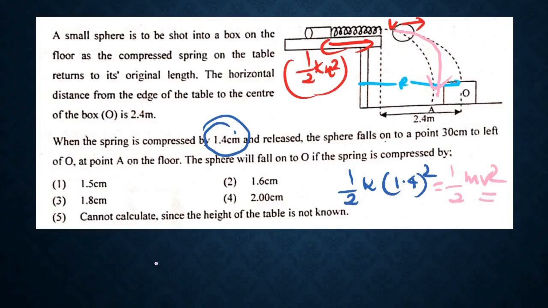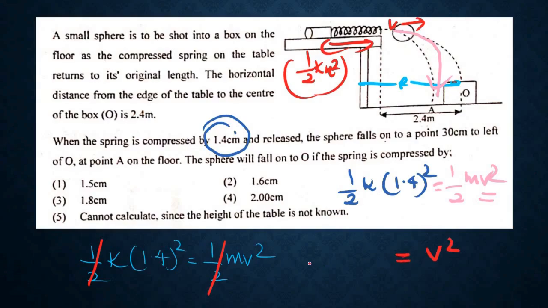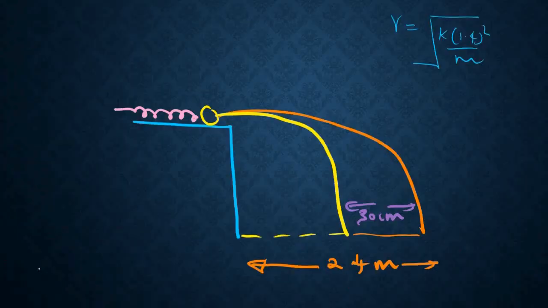So let's do simplification now. Half and half cancel off, of course you can see it. So v squared equals k into 1.4 squared divided by m, then v will be the root of this value. That's the projected velocity. Right, let's apply it now. So now we know the velocity v at this point.